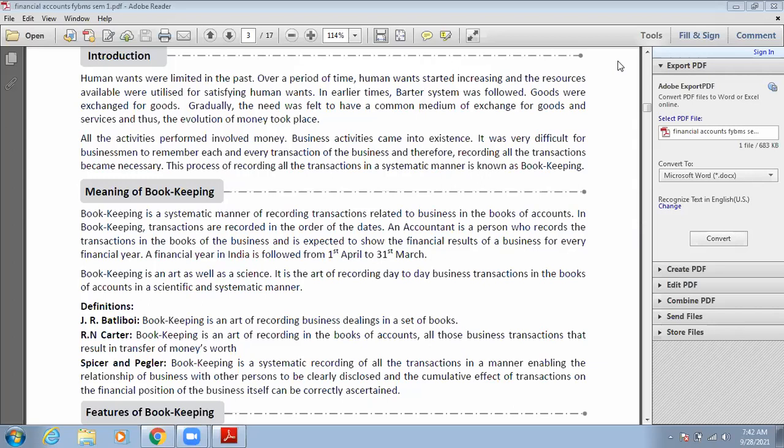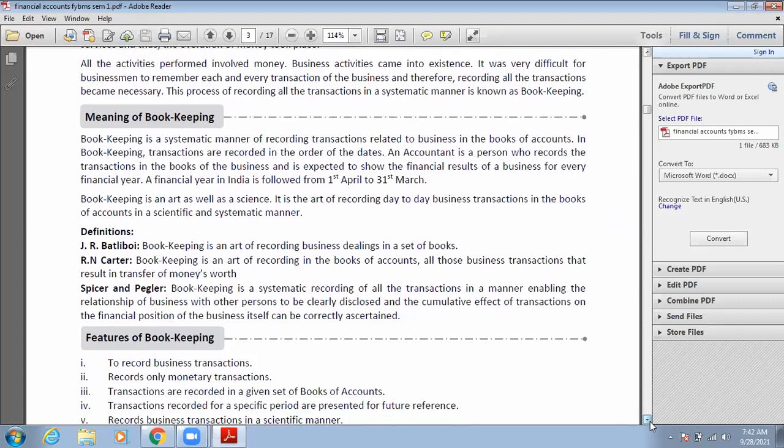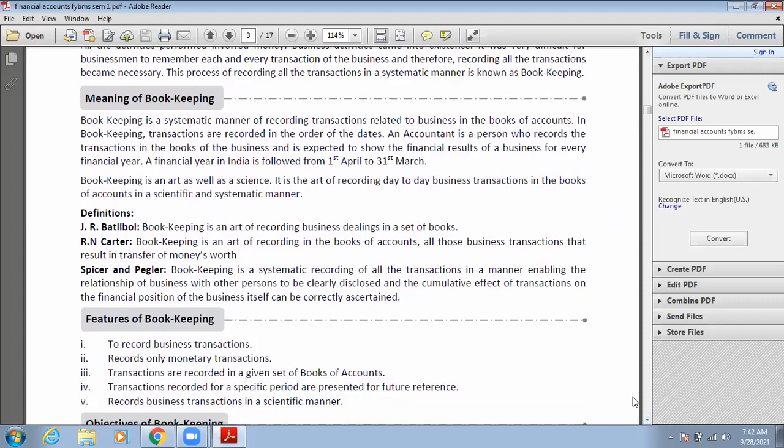Okay. Now we see the definition. Can you see all the definitions? Student, please respond. Yes, ma'am. Okay. So we'll see the very first definition. Bookkeeping is an art of recording the business dealings in the set of books. As I told you, whatever transaction, whatever dealing we are doing, dealing means we are purchasing a thing or selling a thing, we should record in the book, and that book is called the books of account.